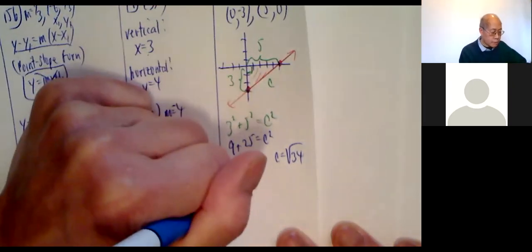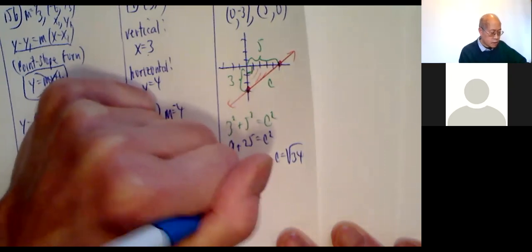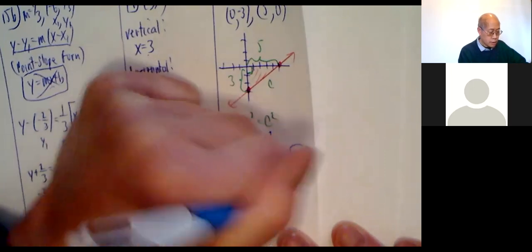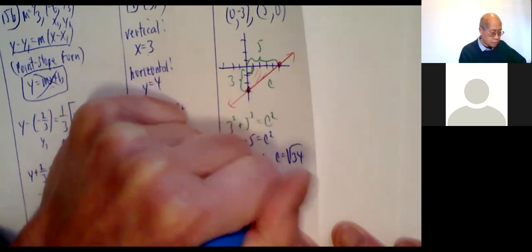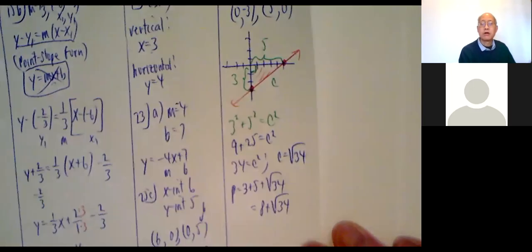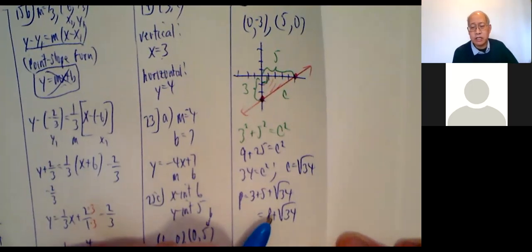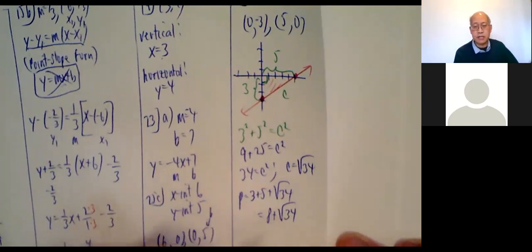Perimeter, just add them all up. 3 plus 5 plus radical 34, which is 8 plus radical 34. Final answer. And just leave it like that. If it doesn't ask for a decimal approximation, just leave it like that.